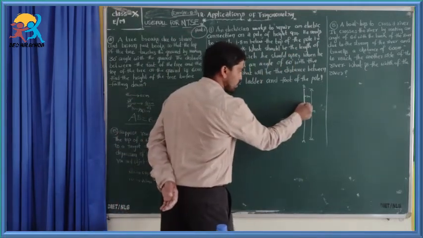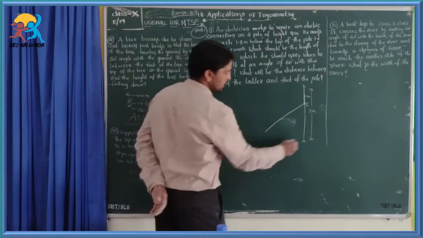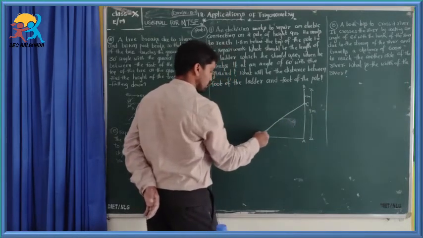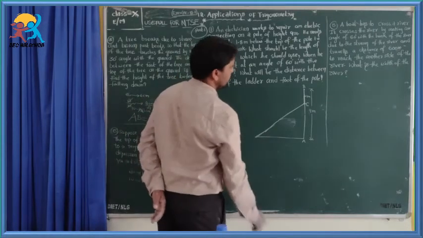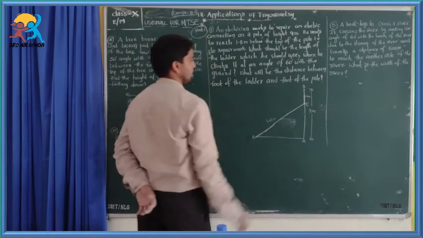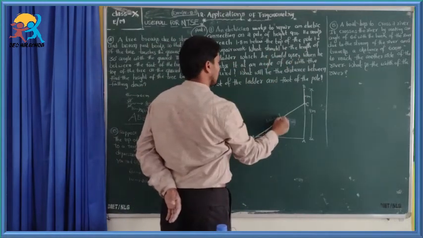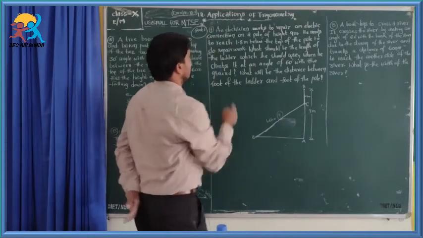To do this, he needs a ladder. This is the letter C. This is the ladder. BC is the ladder. What should be the length of the ladder? This length of the ladder we have to find, right?